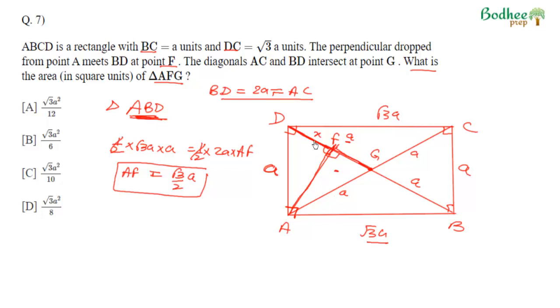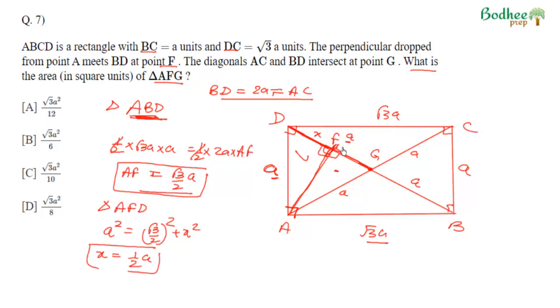Now let us try to figure out what is the value of X. Since AF is root 3 by 2 times A, this is A, this is 90 degrees. So again applying Pythagoras theorem in the triangle AFD, what we'll be getting is that A square, that is the hypotenuse, will be equal to AF, which is root 3 by 2 A whole square, plus X square, correct? So the value of X on calculation will be 1 by 2 times A. So this is the value of X, this is AF.